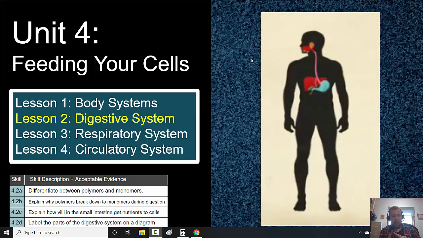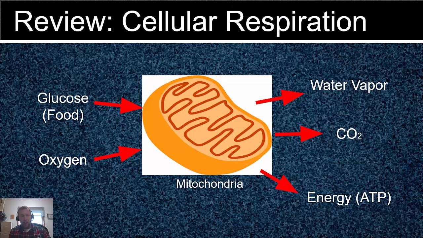The first one is to tell the difference between a polymer and a monomer. Once we know that, explain why polymers break down into monomers during the digestive process. Then explain how the villi in our small intestine get those nutrients, those monomers, to our cells. And then I want you to be able to label the parts of a digestive system on a diagram as well. Let's get started.